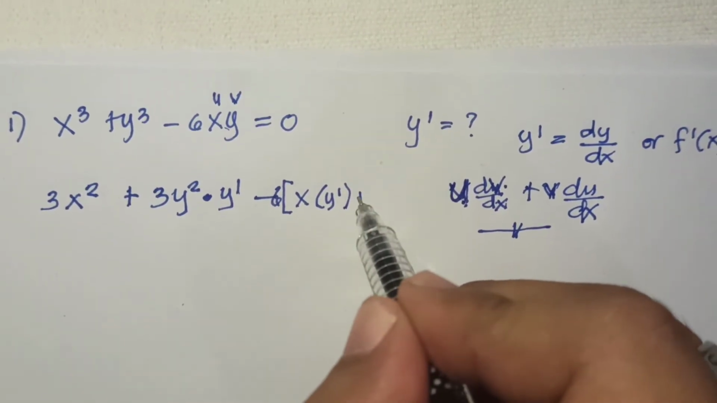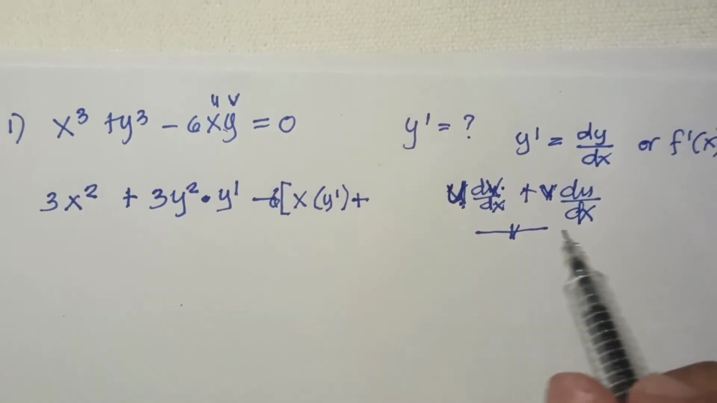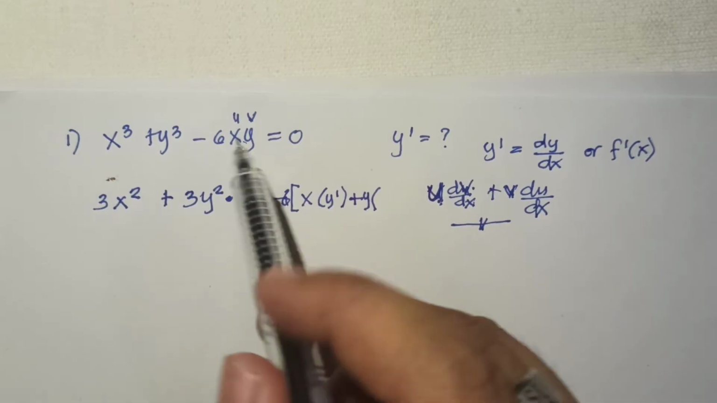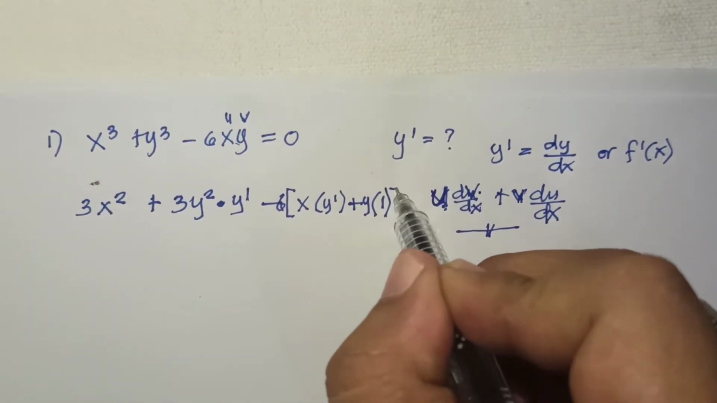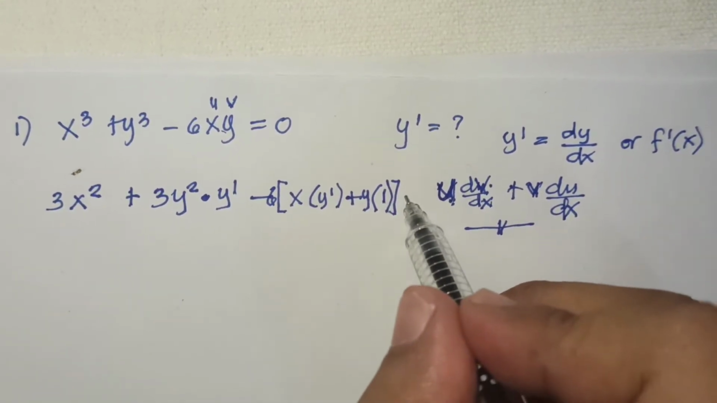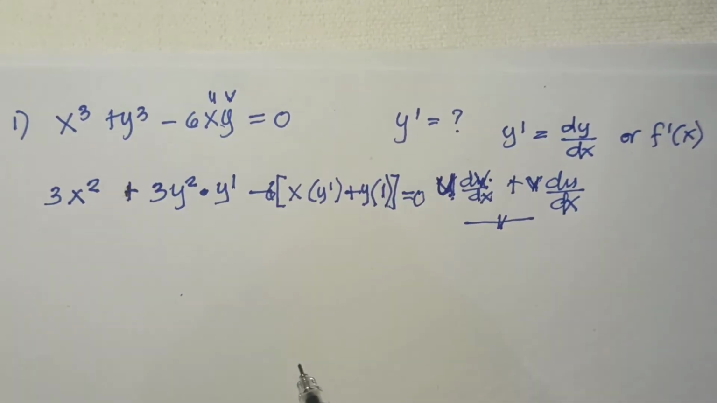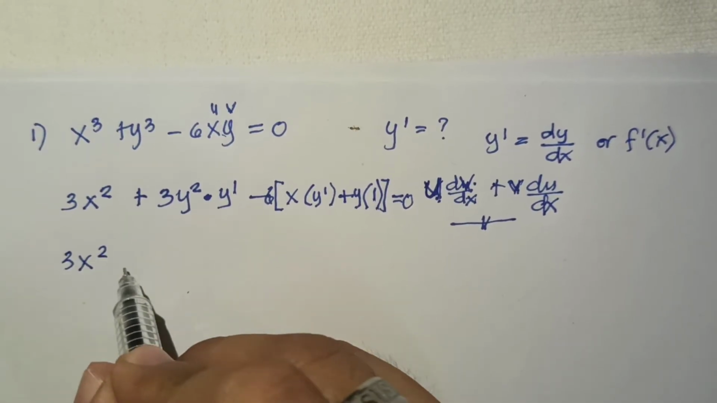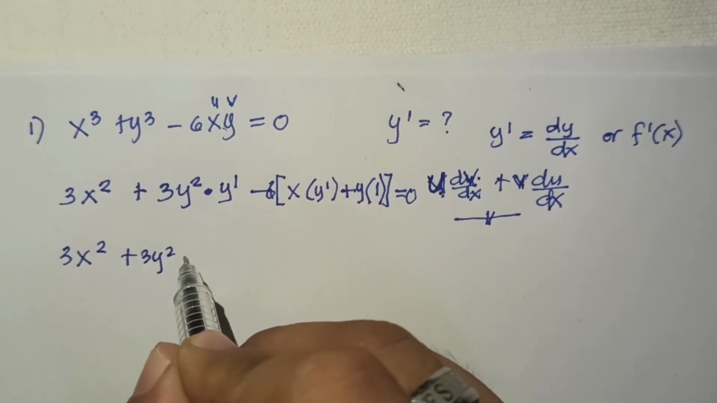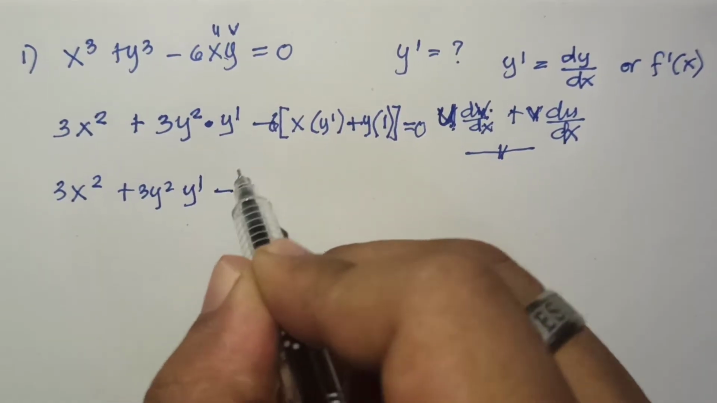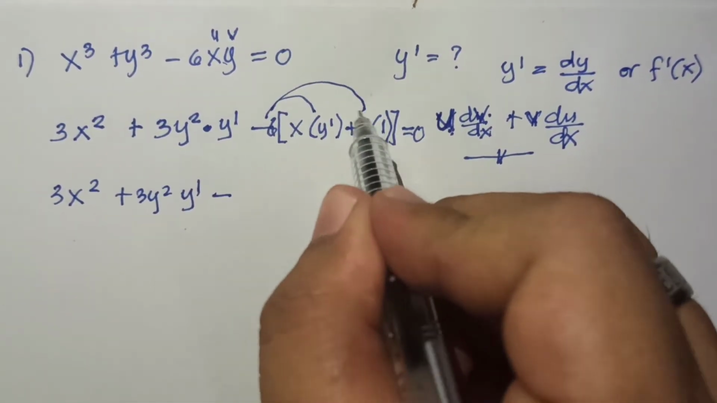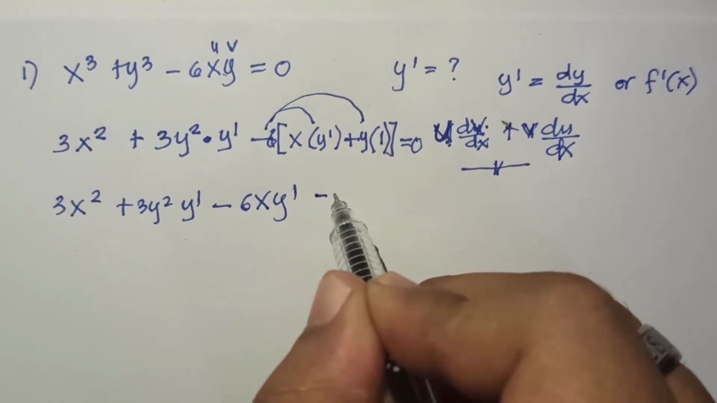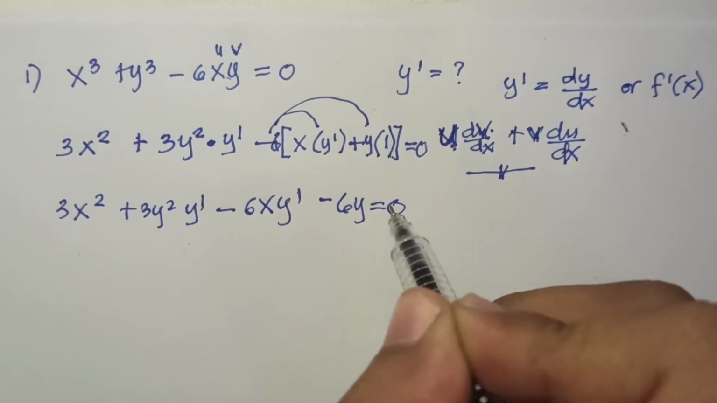Then plus v, you copy the v, times the derivative of u, which is 1 for x, and the derivative of 0 is equal to 0. So now we have 3x squared plus 3y squared y prime minus, we need to distribute this part, so this becomes 6x y prime minus 6y is equal to 0.